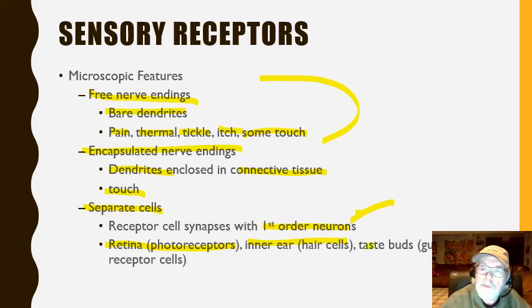We also have taste buds, or gustatory receptor cells. These are basically small little receptors on the surface of my tongue that are able to discriminate between various different types of taste: sour, sweet, bitter, stuff like that. Okay, and those are called taste buds. Those are also sensory receptors.